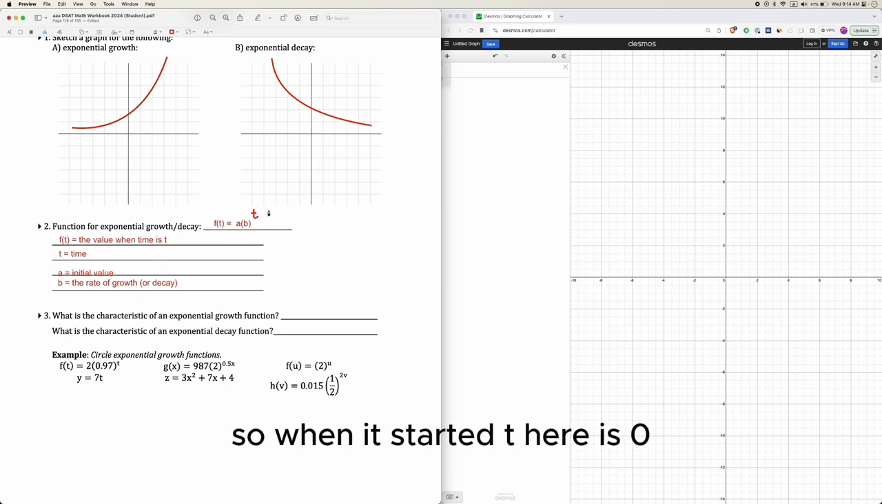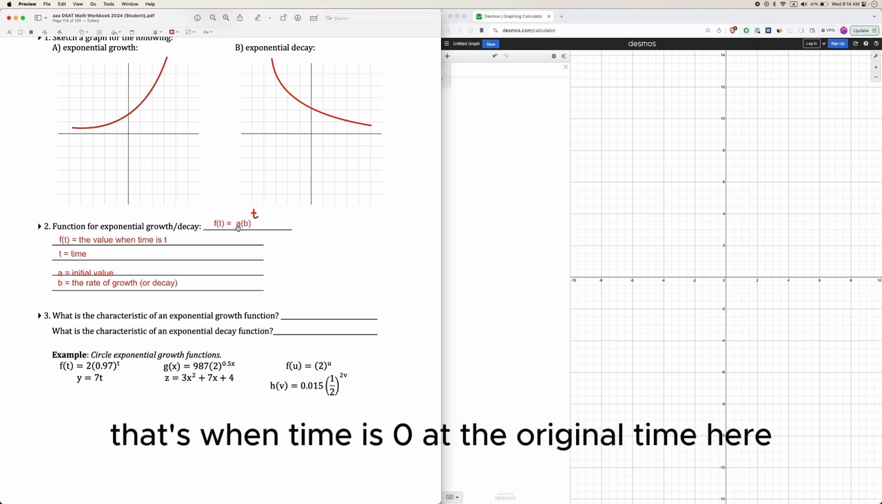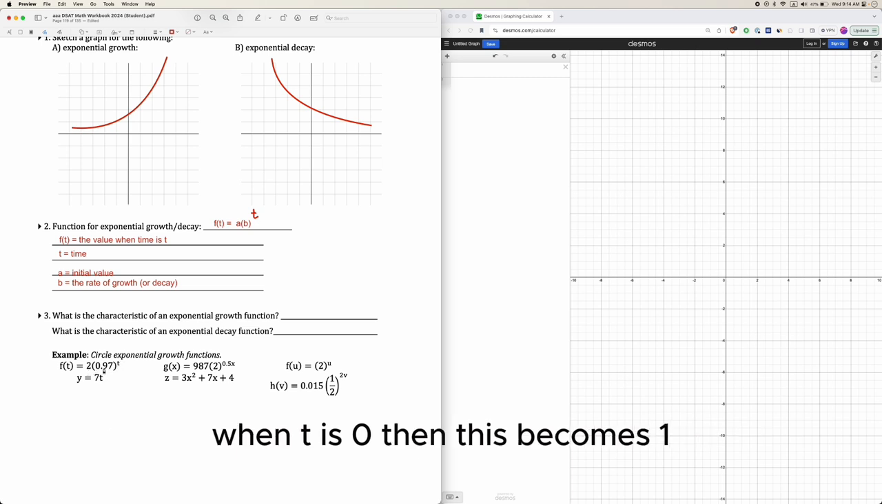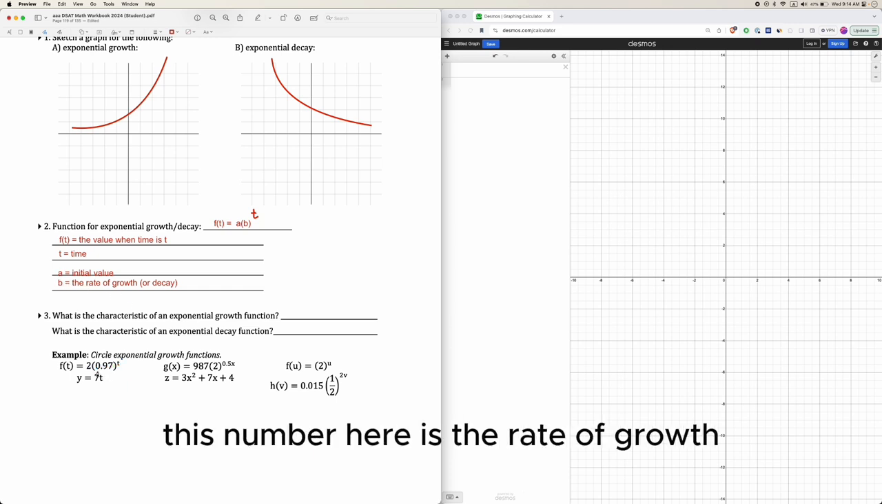So when it started, t here is 0, so b to the 0 is just 1, so f of t equals a. That's when time is 0, at the original time. Here, when t is 0, then this becomes 1, so 2 times 1 equals 2. And b is the rate of growth. This number here is the rate of growth.